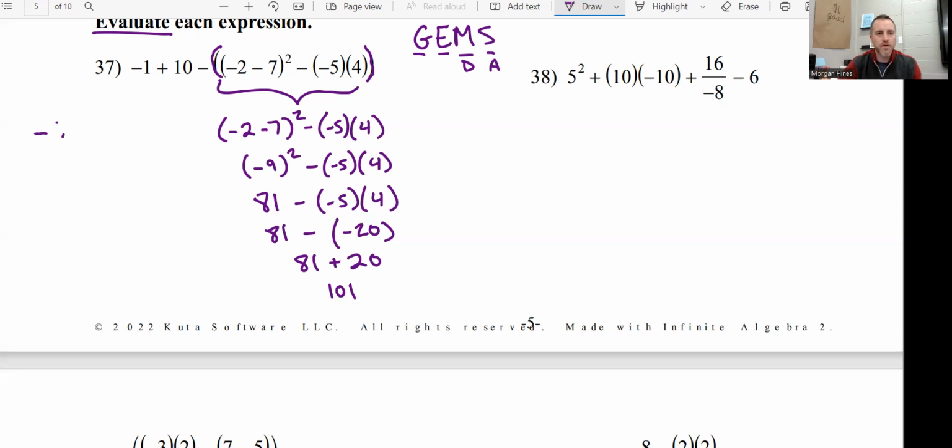So we have -1 plus 10 minus parentheses 101. So those parentheses aren't really doing anything now because all the operations in there are done. So it's just -1 plus 10 minus 101. Now we're ready to subtract and add. We just do that in order. What's -1 plus 10? It's 9 minus 101 is -92.